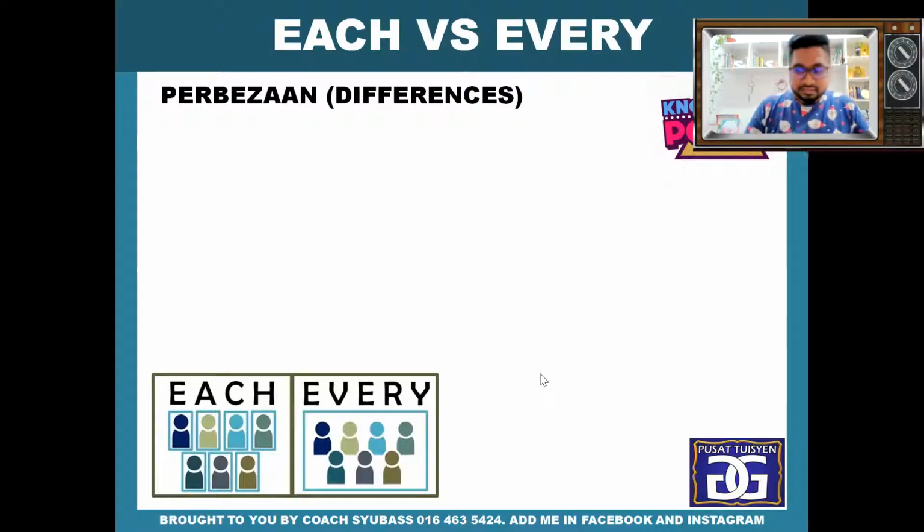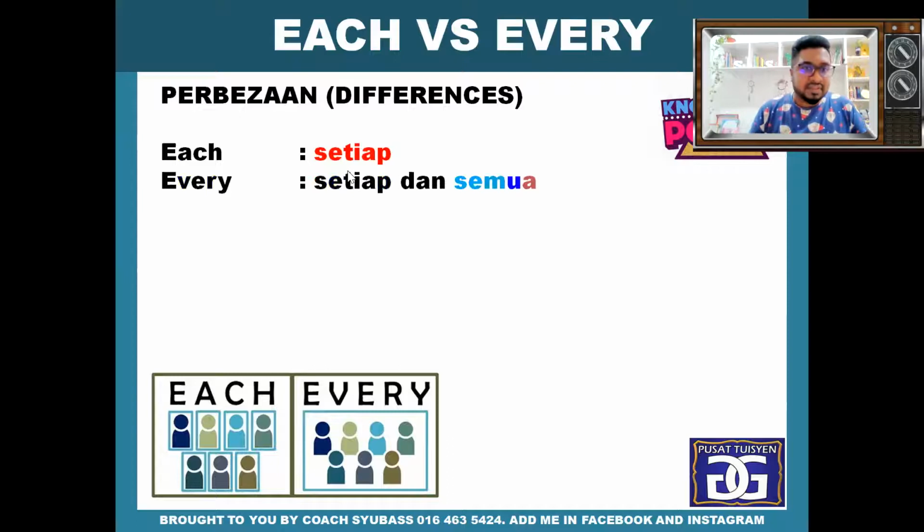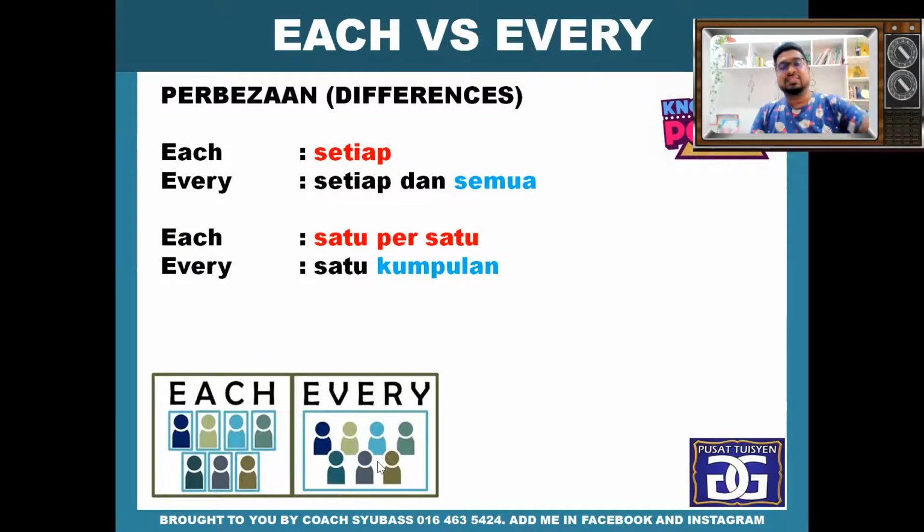Okay, tengok nota sikit. Each ni maksudnya setiap. Every juga bermaksud setiap, dan bermaksud semua. Itu beza dia. Each, setiap satu orang. Every, semua orang. So yang mana lagi besar? Every lagi besar. Each lebih kecil. Okay. So each ialah satu persatu, every ialah satu kumpulan.